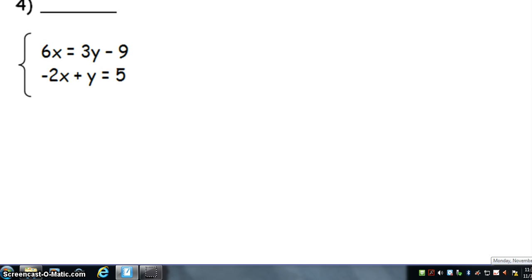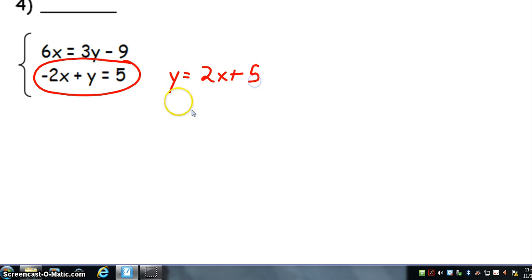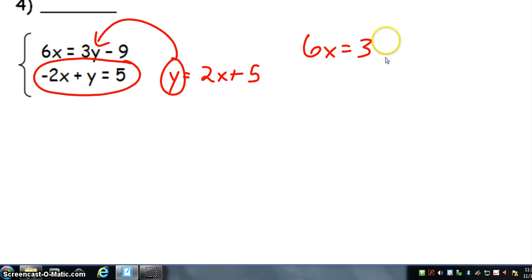And I'm going to go through one more example, just kind of showing you what would happen here. Again, you are allowed to solve for any variable you want. In this case, the easiest one to solve for is y in the second equation, because all I would have to do is add 2x to the other side. So this would become y equals 2x plus 5. Take this y and plug it in. So this becomes 6x equals 3. Take out y and put in 2x plus 5 minus 9.